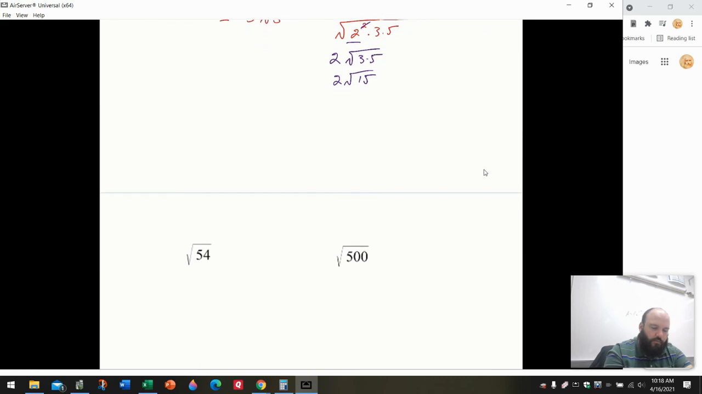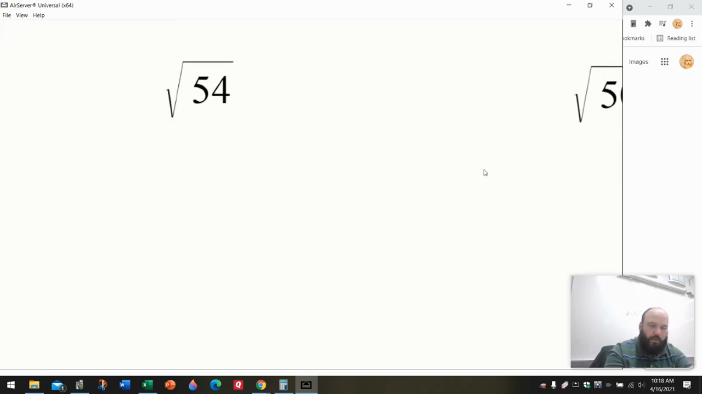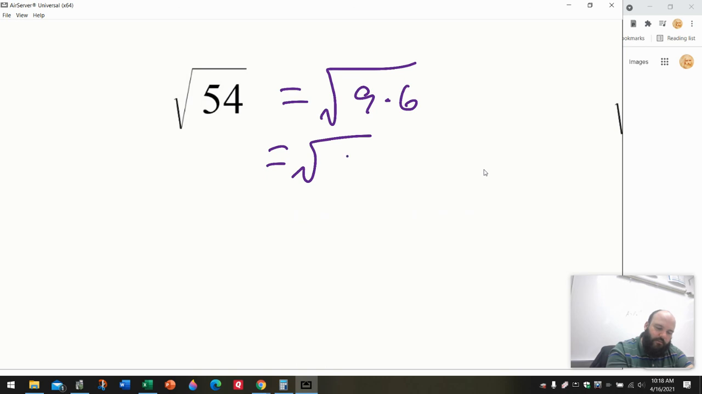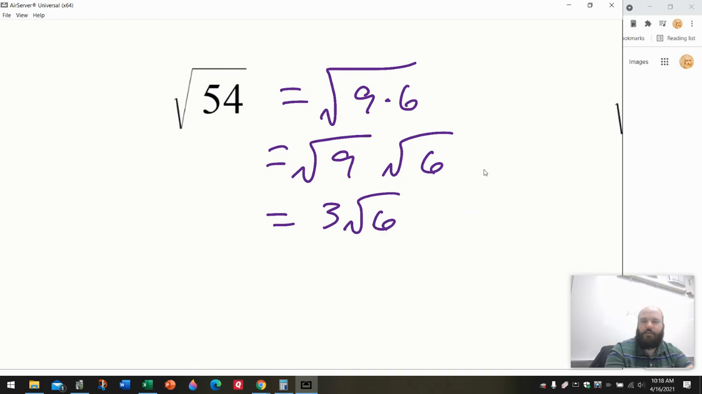So I'll show you 2 more. Here's 54. Hopefully you can recognize that 54 is a multiple of 9. It is 9 times 6. So I'm going to break this up as the square root of 9 times 6. You can see that we will individually square root each one of these numbers, which will give us 3 root 6. And there's your final answer for that one.